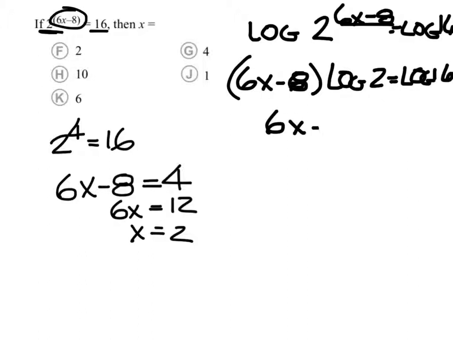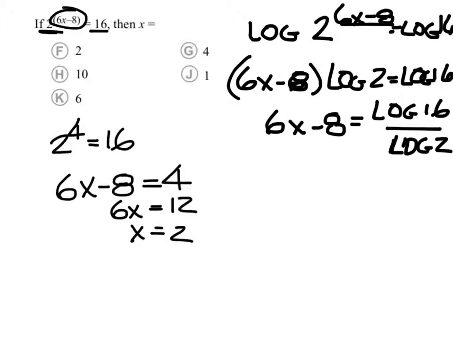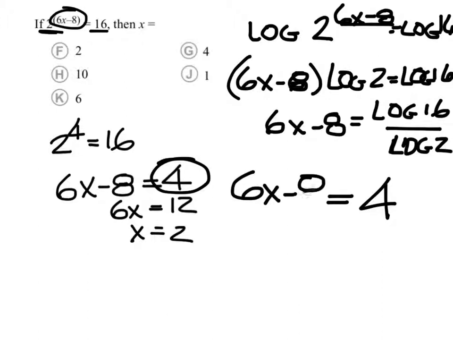If you divide both sides by log 2, you get log 16 over log 2. If you put log 16 into a calculator and then divide it by log 2, it comes back to be 4. And look at that. Same thing that we had over there. So it takes you right back to where you had it.